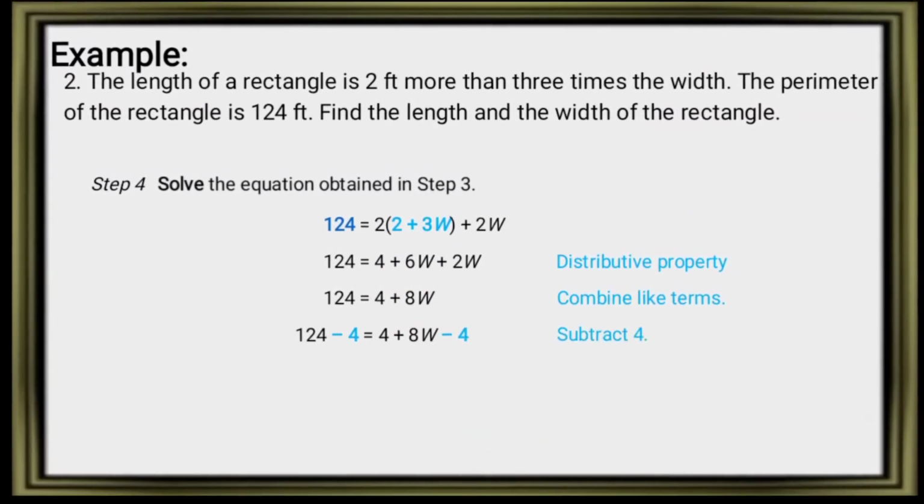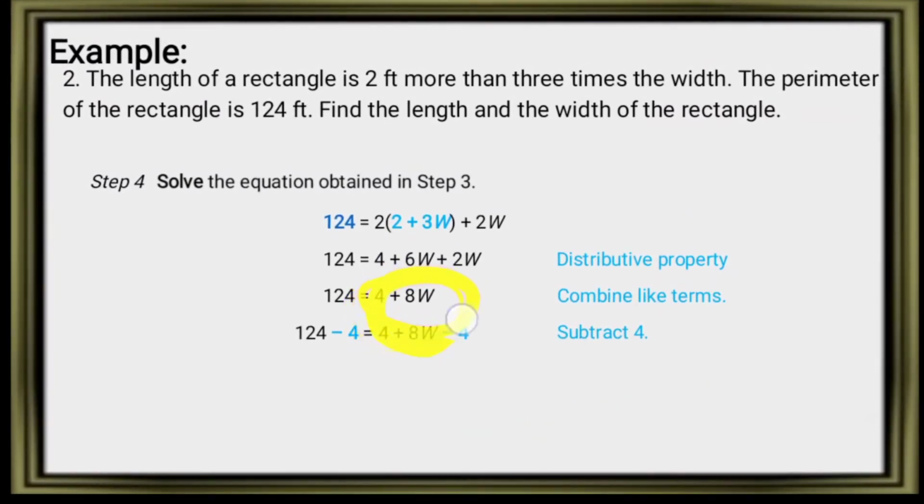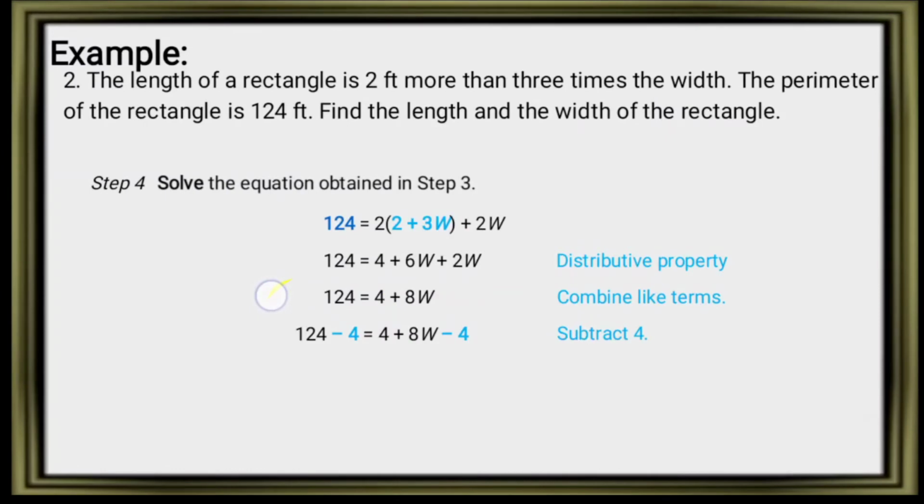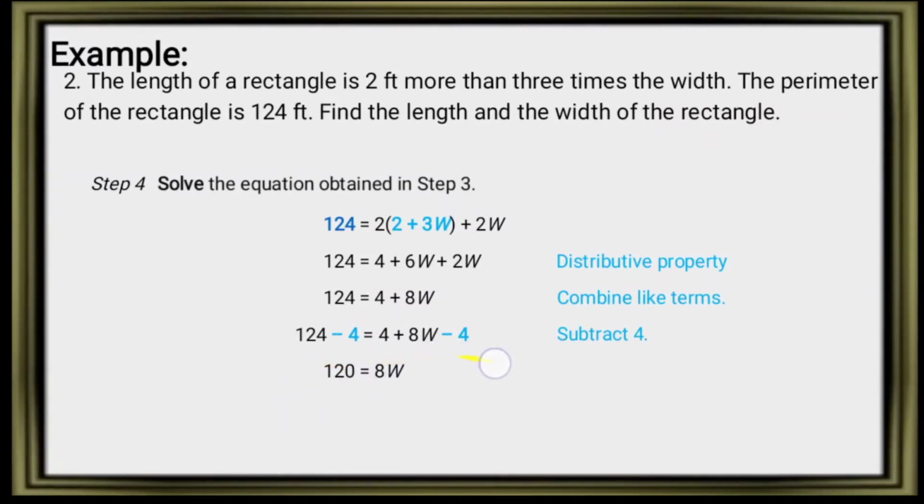Then let's isolate the variable on the right side. So we have to eliminate this 4 by subtracting 4. So let's subtract 4 on the right side and subtract 4 on the left side, or simply transpose or put this 4 to the other side. So it will become negative. Okay, so 124 minus 4 is 120. So 4 minus 4 is 0. That's why we have here 8W.